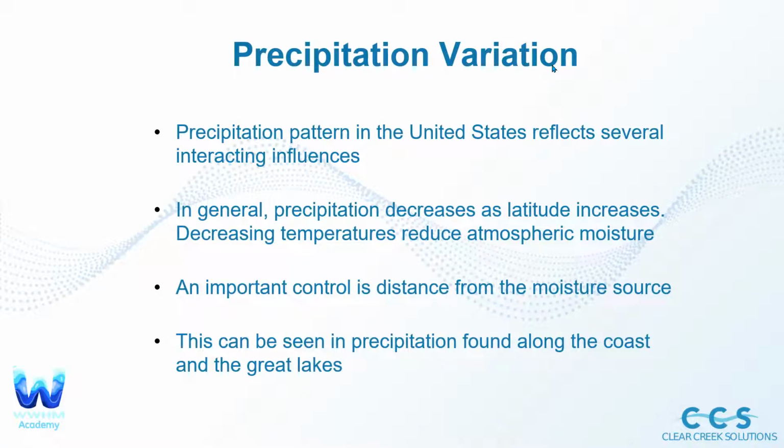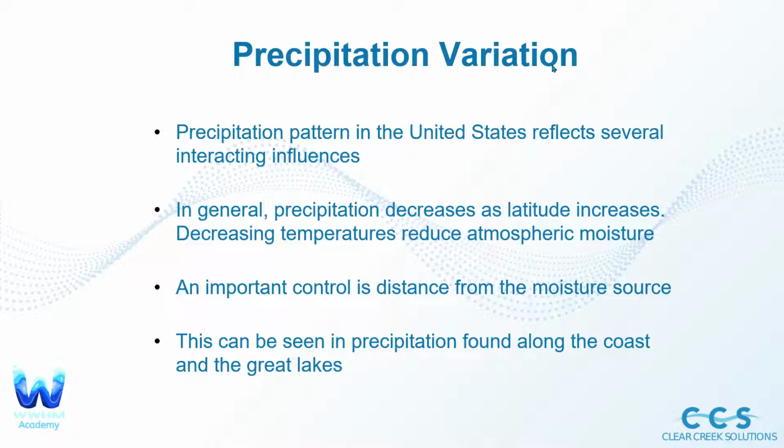Now we're going to talk about precipitation variation and patterns in the United States. Precipitation patterns in the United States reflect several interacting influences. In general, precipitation decreases as latitude increases, and decreasing temperatures reduce atmospheric moisture. So as it gets colder, the amount of precipitation generally goes down because there's less atmospheric moisture. Tropical areas get a lot of moisture and rainfall. As you go north, yes, they do get snow, and in some areas such as the Pacific Northwest, it can also be cold and rainy.